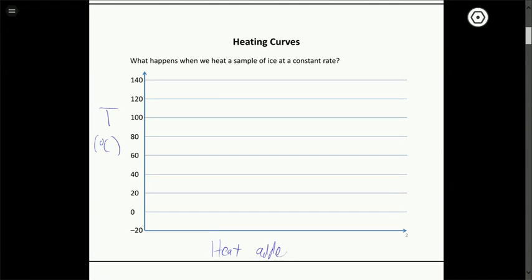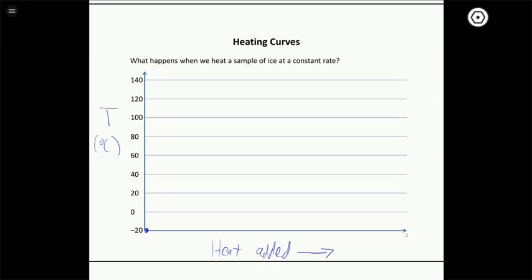So let's say we start with ice, which we know is solid water, and we're going to heat it at a constant rate. What I'm showing here in this plot is the temperature in degrees Celsius, and what happens to that temperature as we add heat to it, going from left to right. If we start at minus 20 degrees Celsius, we should recognize that the freezing point of water is 0, so that means we're in the solid phase with ice. So we're starting at minus 20. And as we add heat to the ice, the temperature is going to increase.